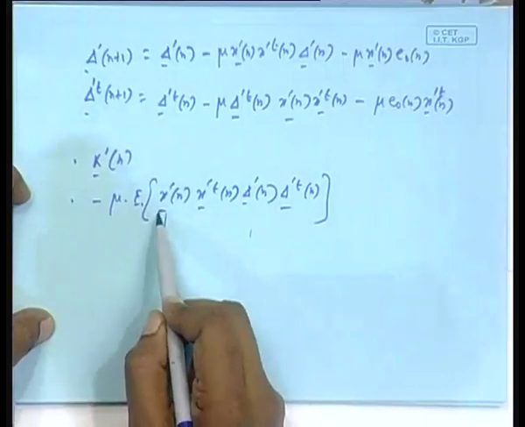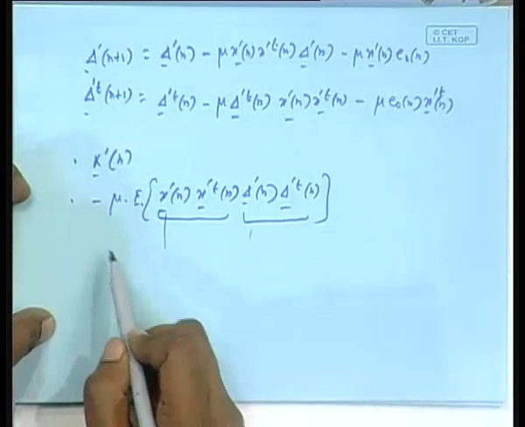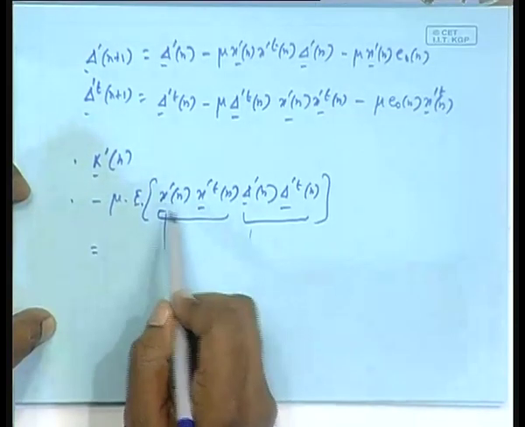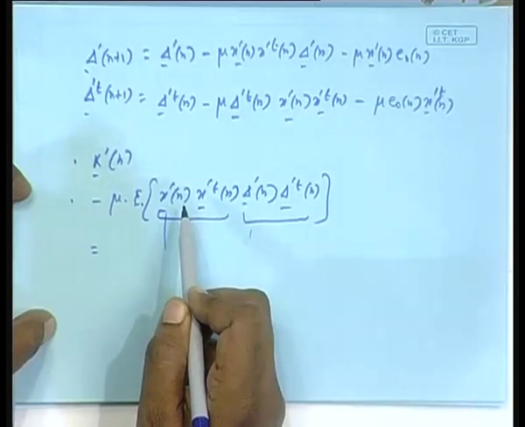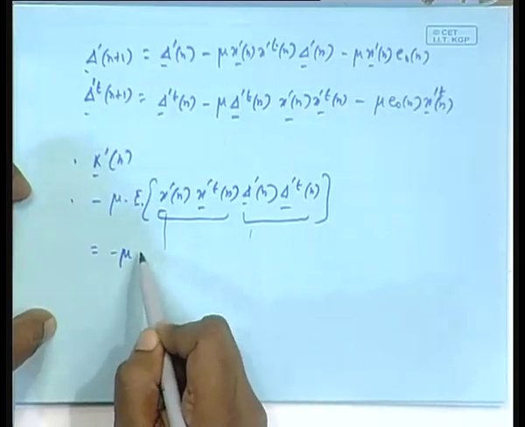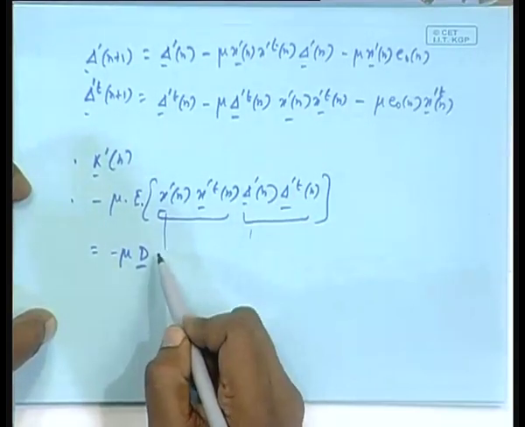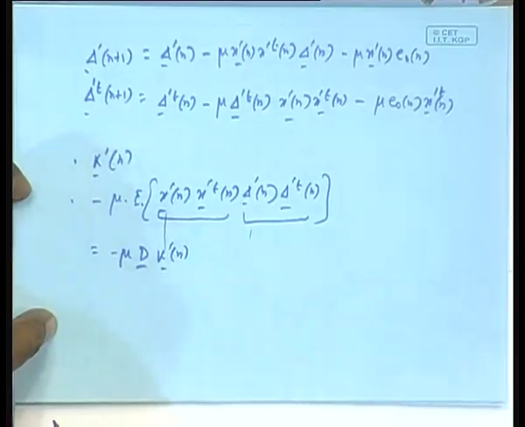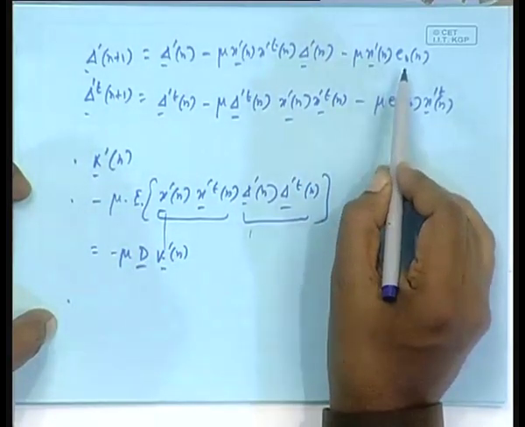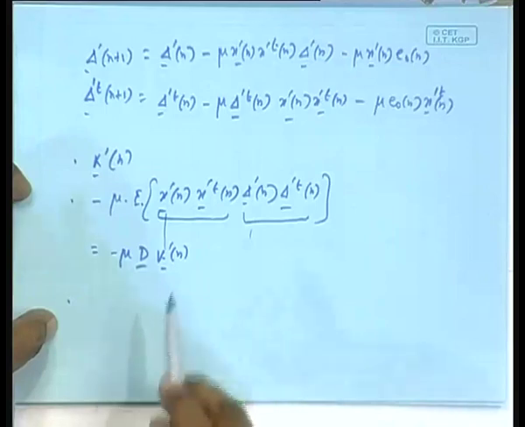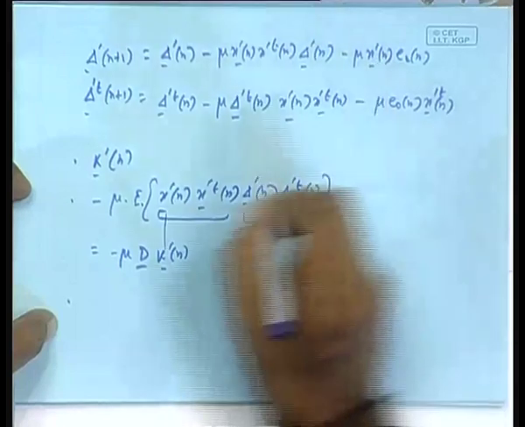This will be nothing but E over this part, E over this part, right? E over this part is the covariance matrix of x prime n, but that is a diagonal matrix D. Mu D, and E over this is nothing but k prime n, and then the other one, mu x prime n E O n this. If you permit, I can write E O n in the beginning, then x prime n, then this transpose.